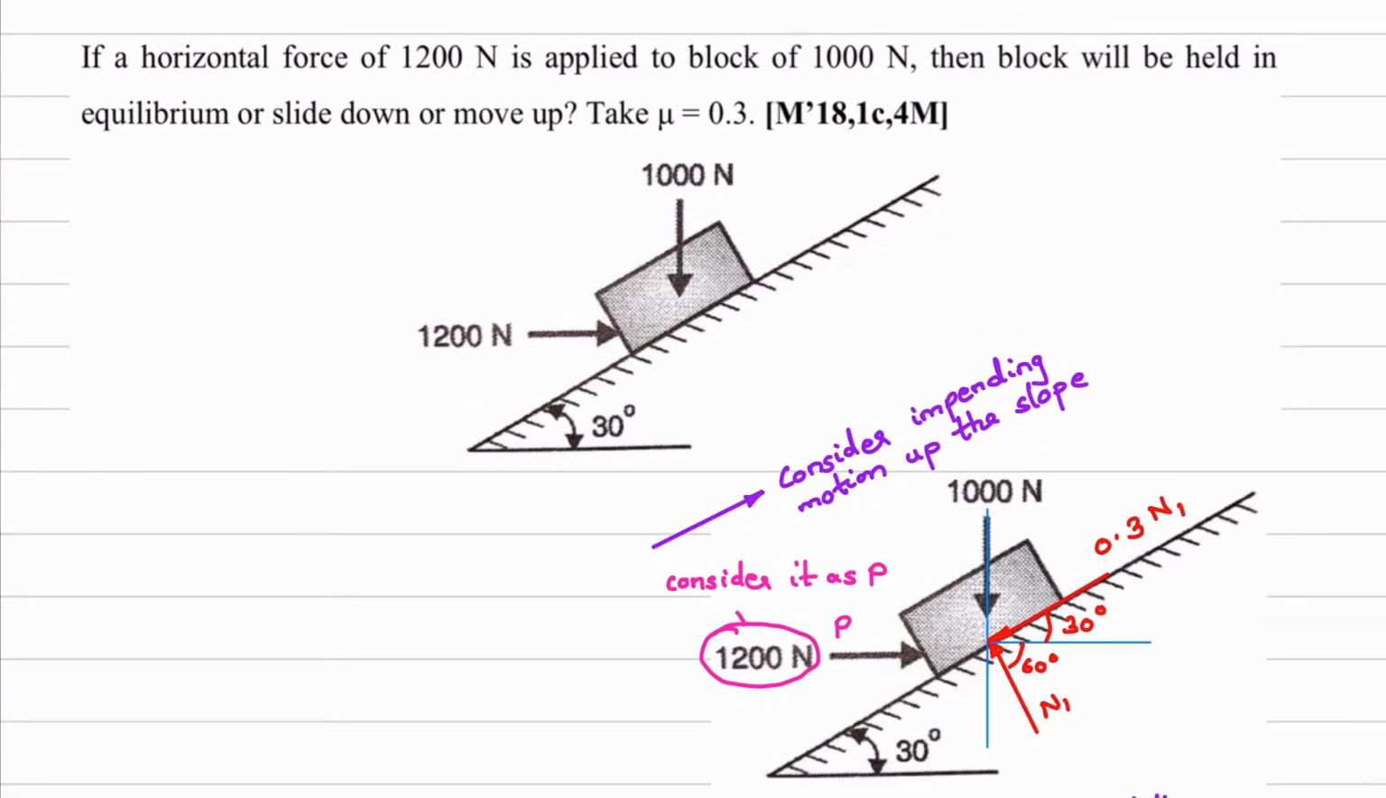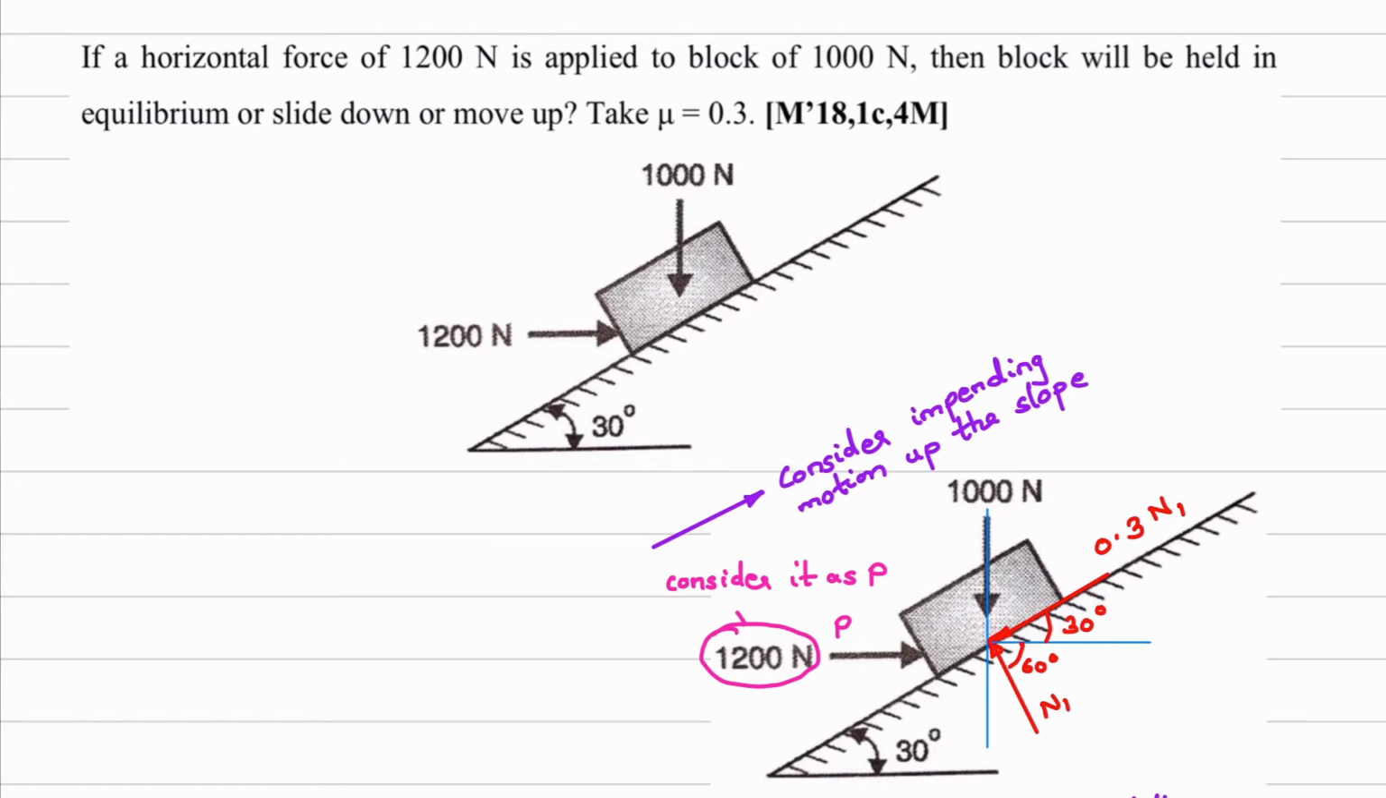Now here, considering the block's impending motion up the plane, friction force will be in the downward direction. We can calculate a value of P. Now instead of taking this 1000 Newton, we will consider the value of P as unknown. So we can calculate what is the value of P for impending motion of the block up the plane. Similarly, we can consider impending motion down the plane. In that case, friction force will be upward, and we can calculate another P value.